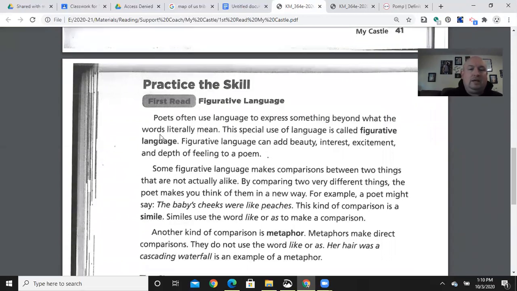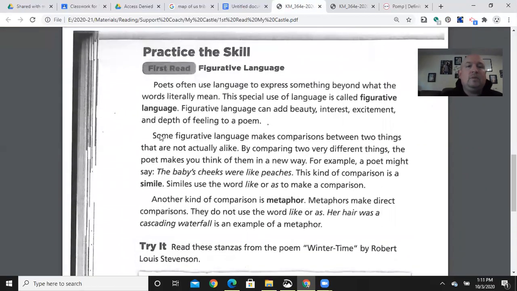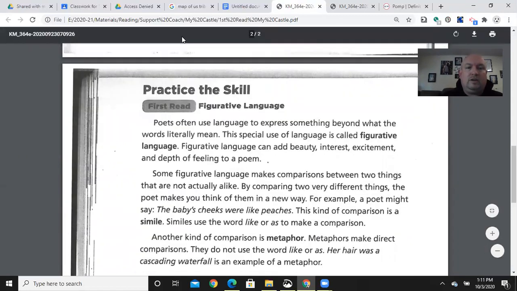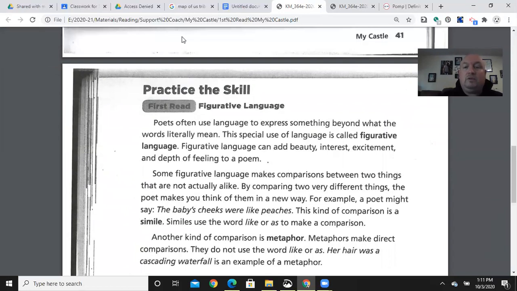So I'm going to read at the beginning, even though I'm going to repeat a line I just said. Poets often use language to express something beyond what the words literally mean. This special use of language is called figurative language. Figurative language can add beauty, interest, excitement, and depth of feeling to a poem. Some figurative language makes comparisons between two things that are actually not alike. By comparing two very different things, the poet makes you think of them in a new way.